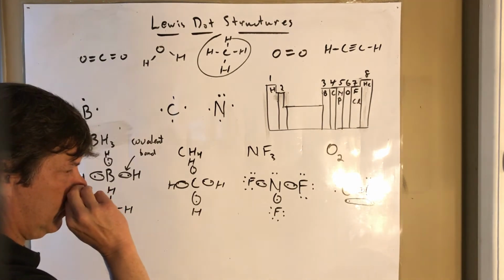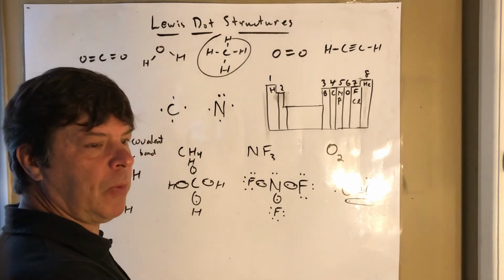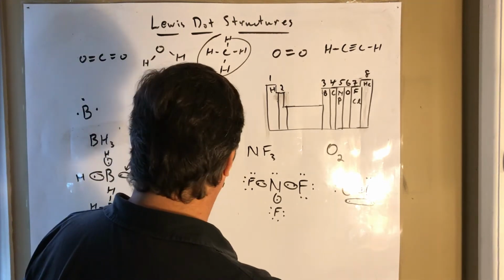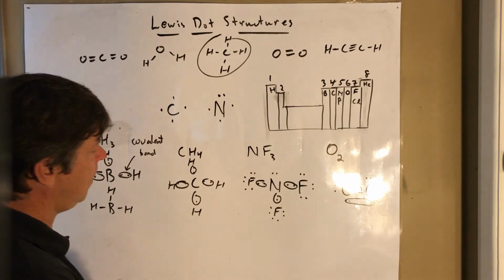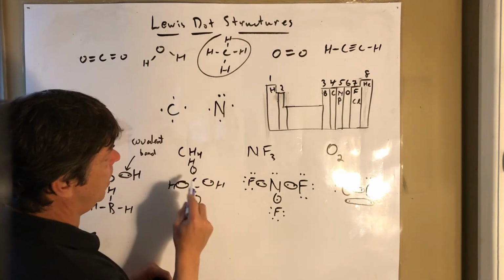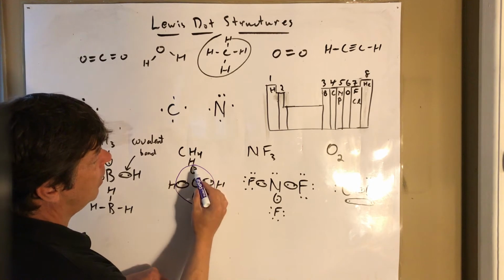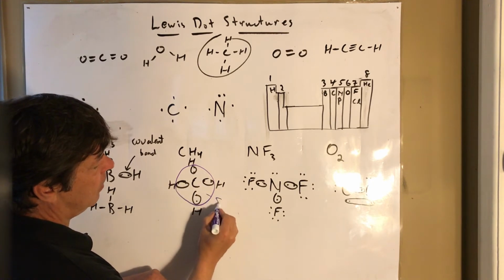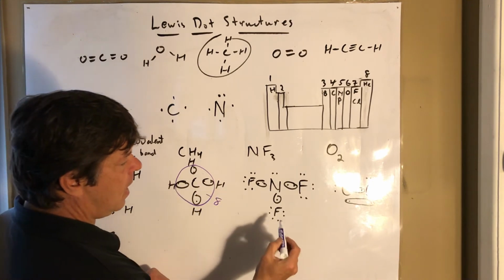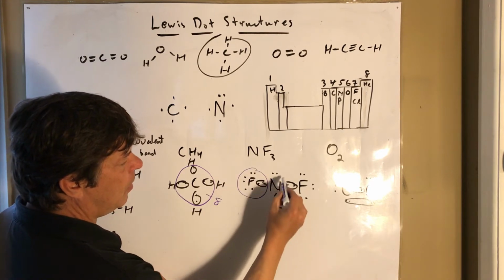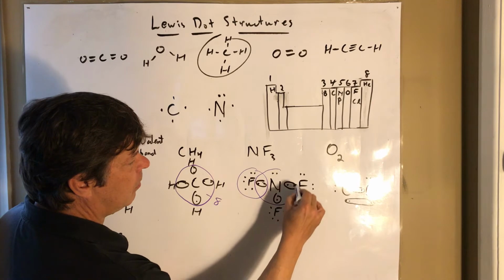Lewis dot structures. Before I erase this, let me show you one thing here. Let's look at how many electrons are around this carbon in this compound. So look, how many are there? 1, 2, 3, 4, 5, 6. There's 8. How about around fluorine? There's 8. How about around nitrogen? There's 8.